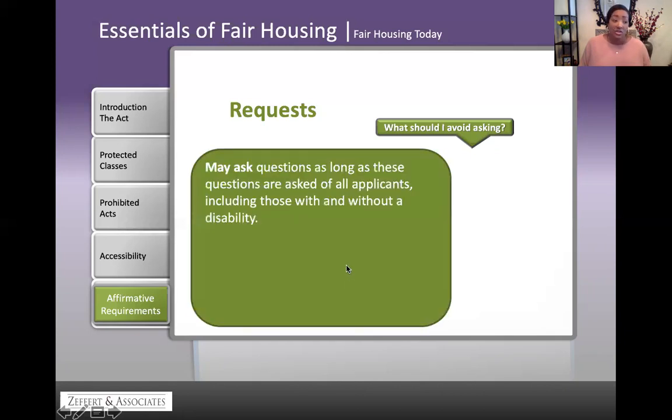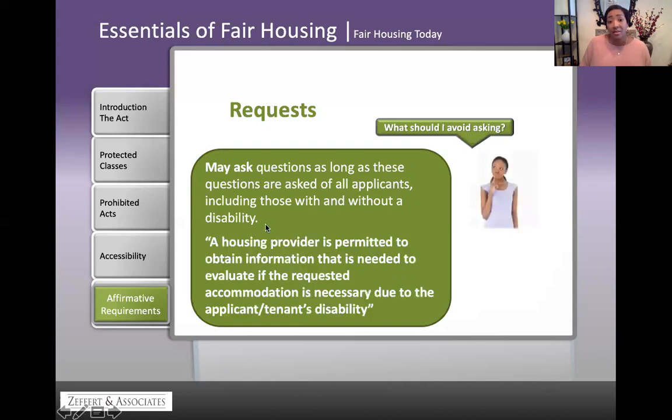You may ask questions, and again, we're on page number 20. You may ask questions as long as these questions are asked of who? All. That three-letter word speaks of inclusiveness. All applicants, including those with and without a disability. A housing provider is permitted to obtain information that is needed to evaluate if the requested accommodation is necessary due to the applicant or tenant's disability. So the housing provider has to make a determination when it's not obvious, when that nexus is not there.